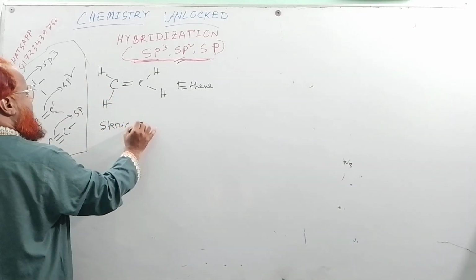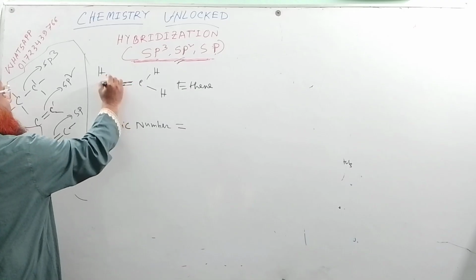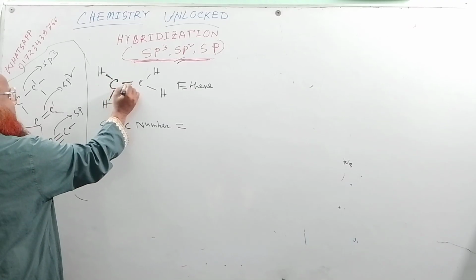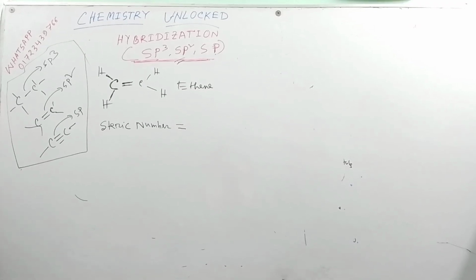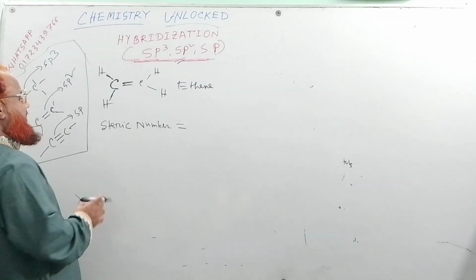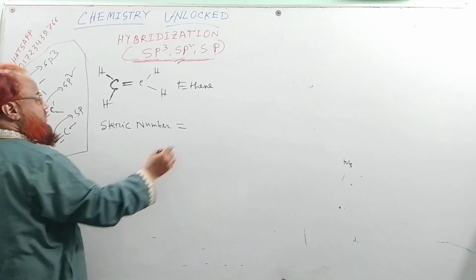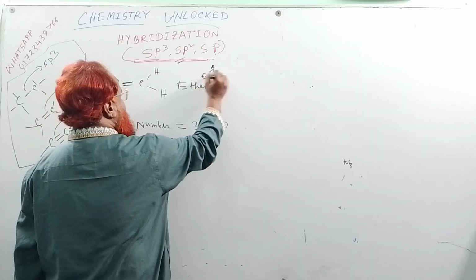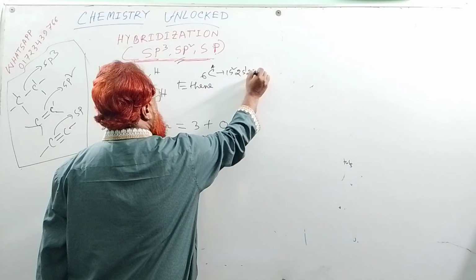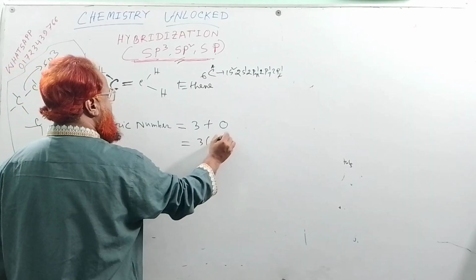Steric number. Steric number is the number of sigma bonds. So in this carbon, how many sigma bonds? 1 sigma, 1 sigma, 1 sigma. That is 3 sigma bonds present. So the steric number of this carbon atom can be calculated: number of sigma bonds is 3, plus lone pair is 0. Because in the electronic configuration of carbon you can observe 1s2, 2s1, 2px1, 2py1, 2pz1. So 3 means sp2.